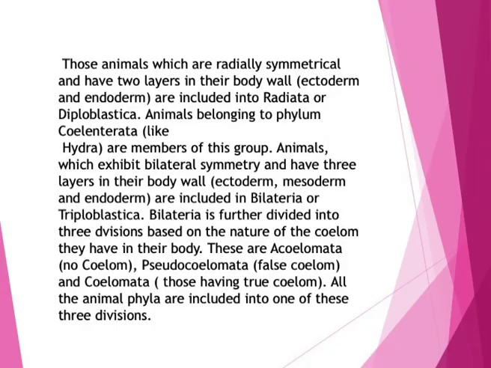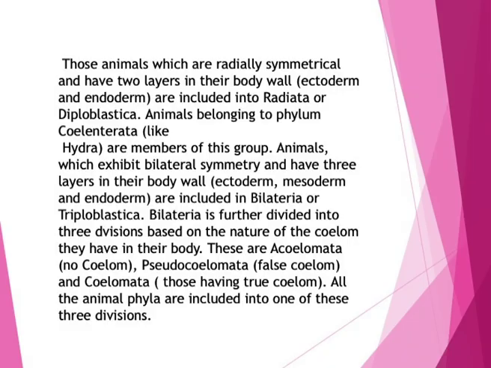Those animals which are radially symmetrical and have two layers in their body wall, that is ectoderm and endoderm, are included in Radiata or diploblastica. Animals belonging to phylum Coelenterata, like Hydra, are members of this group. Animals which exhibit bilateral symmetry and have three layers in their body wall, that is ectoderm, mesoderm and endoderm, are included in Bilateria or triploblastica.